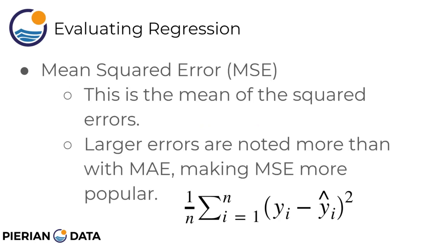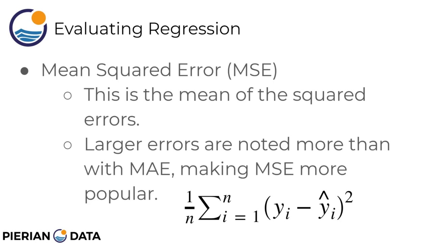So what we can do is actually use mean squared error. And this is the mean of the squared errors. So what we're doing here is we're going to take the difference between the true value minus our predicted value, and we're going to square it. And as you can imagine, when we actually take that square, the larger errors are noted more than with mean absolute error, which makes mean squared error more popular because you're really going to punish your model for those outlier situations that it's not fitting to. And we no longer need to take the absolute value because anything squared ends up being positive.